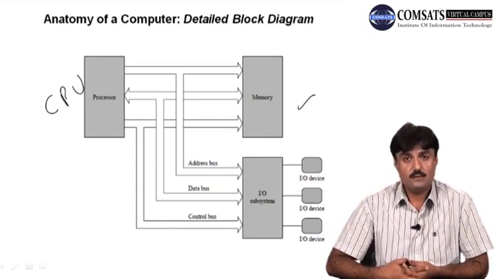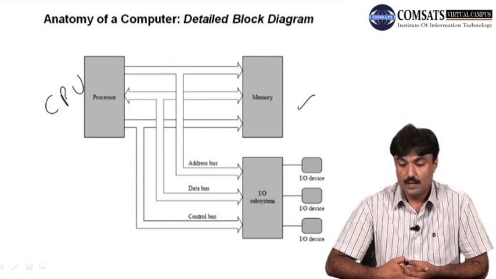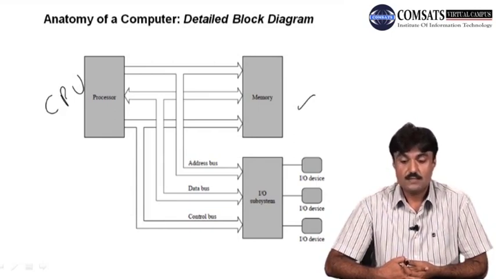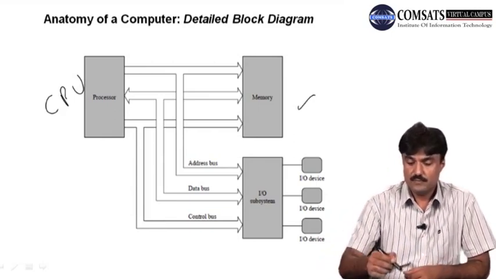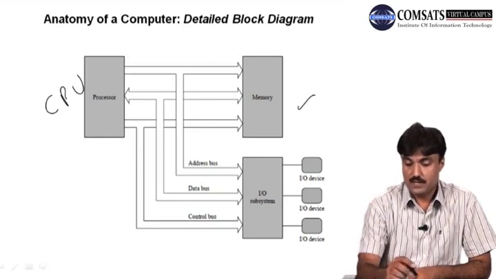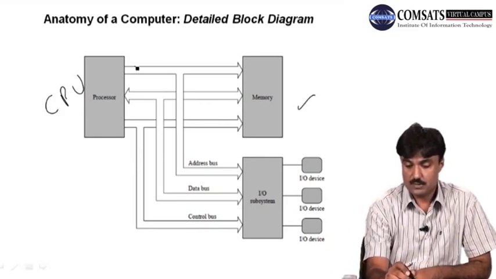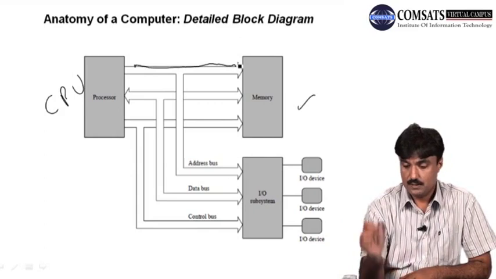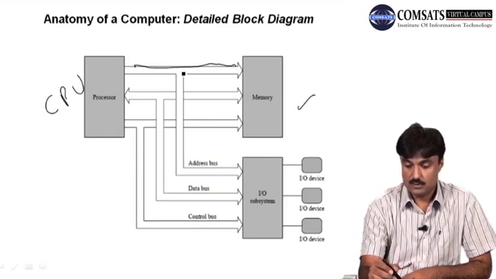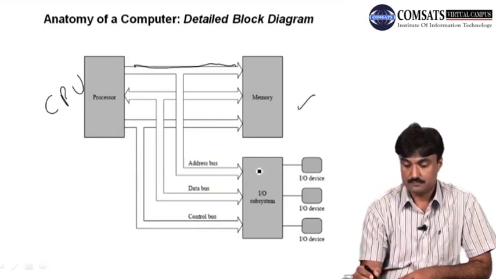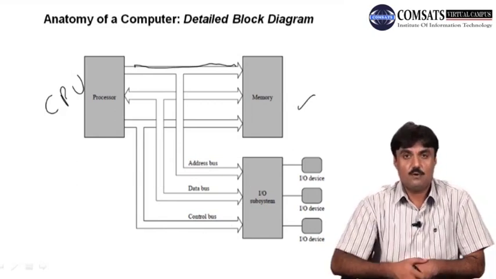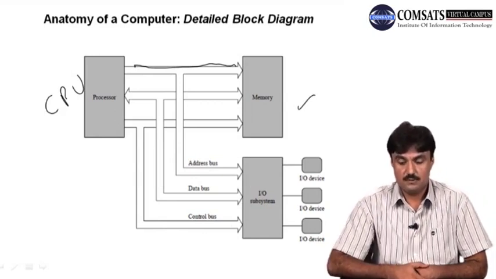Now one thing which is more important to notice here is the direction of all these buses or conducting wires. You can see here this address bus is unidirectional. It flows from microprocessor to the memory or from microprocessor to the input output device. We will discuss for what purpose this address bus is being used.